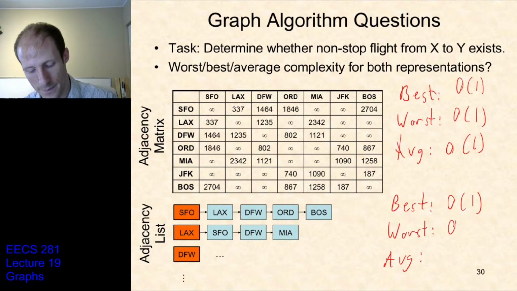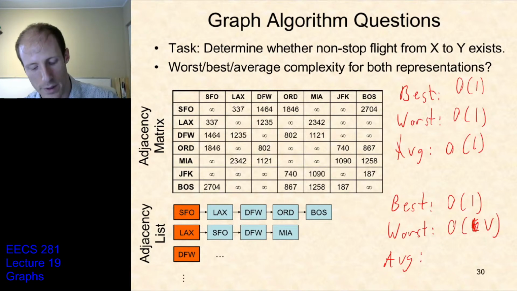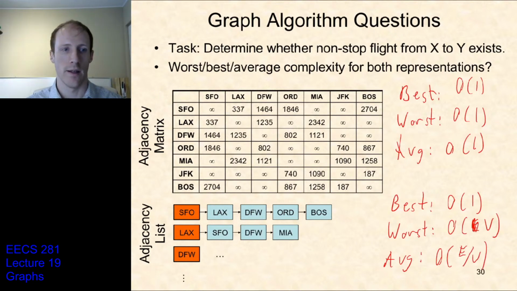So that's going to be on the order of V, because there are at most V entries in any one adjacency list. On the average case, however, the average adjacency list is of length E over V, and so that's how long it's going to take to find a connection from one airport to another.